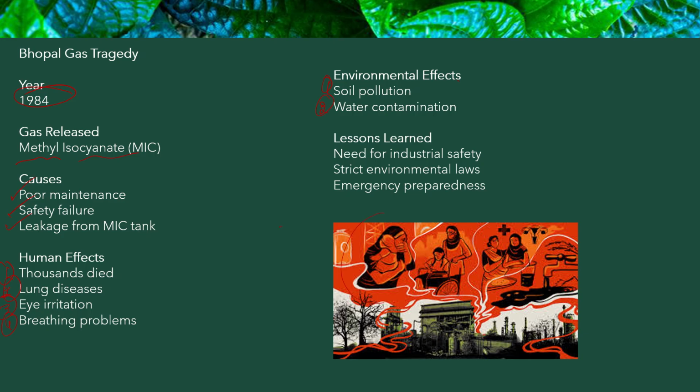As you can see in the photo also, many were affected. The groundwater reserves were affected, there were medical emergencies, and people had respiratory issues. The lessons learned are the need for industrial safety, strict laws, and emergency preparedness. First, need for laws. Second, safety. And third is always stay prepared.